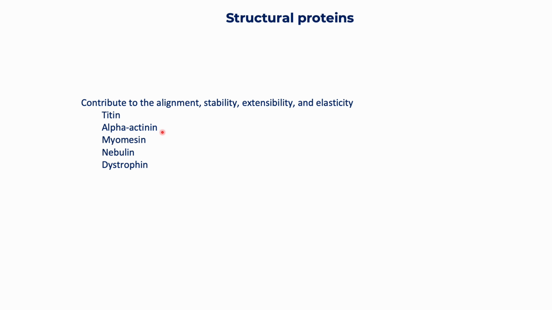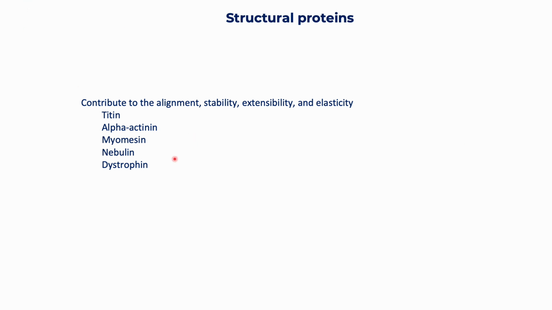Next, we talk about alpha-actinin. This is a structural protein of the Z disc that attaches to actin molecules of thin filaments and to titin molecules. Myosin, again, this is a structural protein that forms the M line of the sarcomere. It binds to titin molecules and connects the adjacent thick filaments to one another.